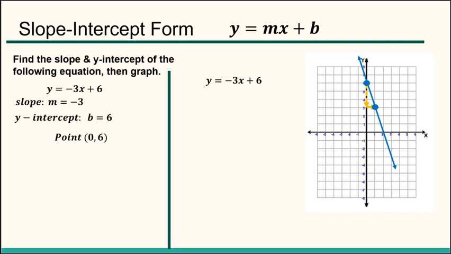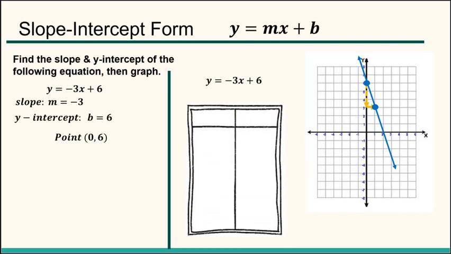If I have y equals negative 3x plus 6, make myself a T-chart with a little x and a y. If x is 0, plug that into that equation. Negative 3 times 0 plus 6 equals 6. Draw that dot. I already have it written up there. There it is. Very nice.